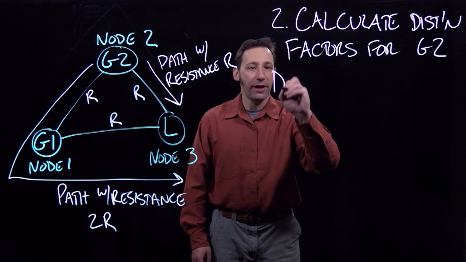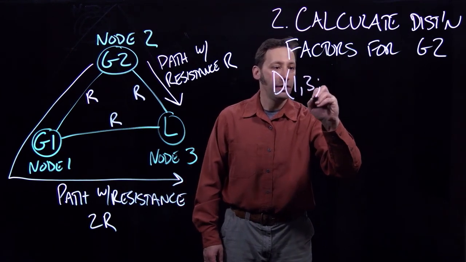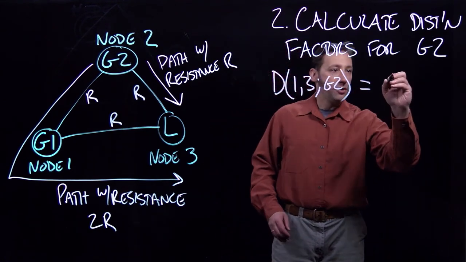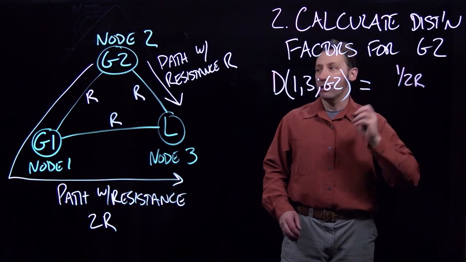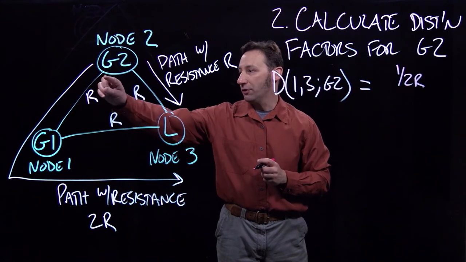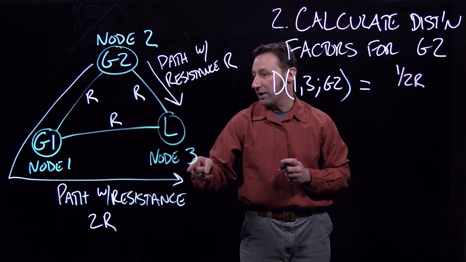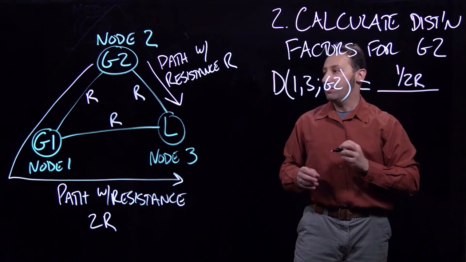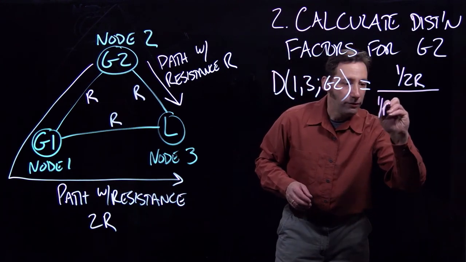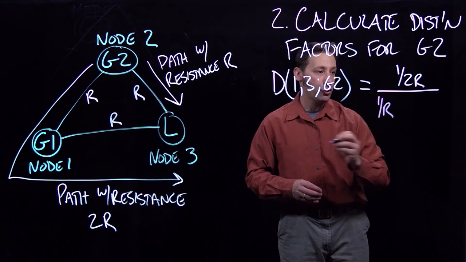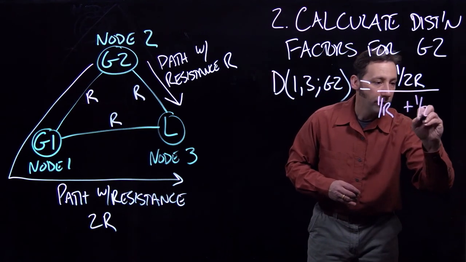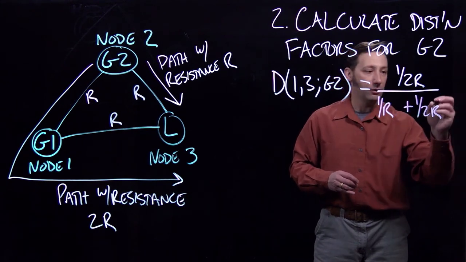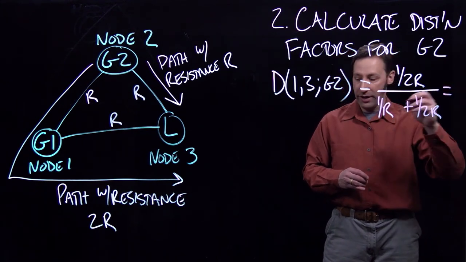So the distribution factor on line 1 to 3 from G2 is going to be 1 over 2R, because that's the inverse of the resistance of the longer indirect path of which line 1, 3 is a part, divided by 1 over R, the inverse of the resistance of the short path, and 1 over 2R, the inverse of the resistance of the indirect or longer path. And so we're going to get 1/3.